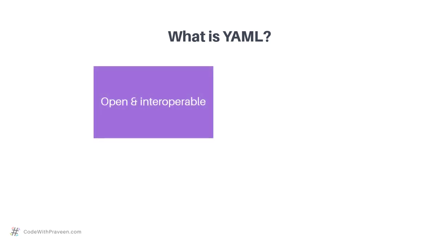First is that YAML is open and interoperable, which means that you can use the YAML language in any of the programming languages. There are various libraries available for most of the modern programming languages such as .NET, Python, Java and so on. You can use your applications in either of these languages. Once you use YAML, then it's going to work seamlessly across these applications.